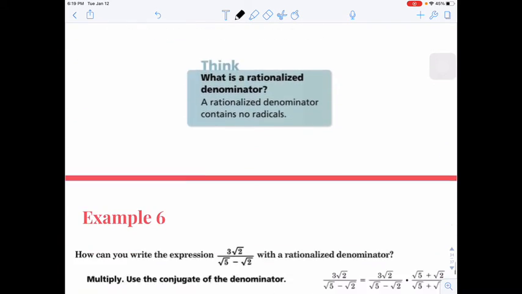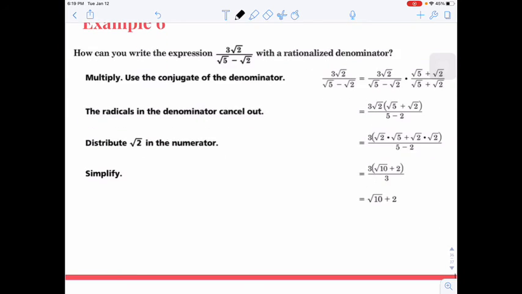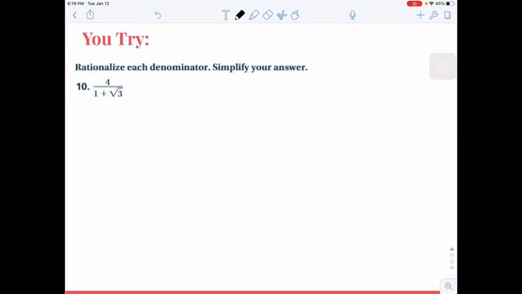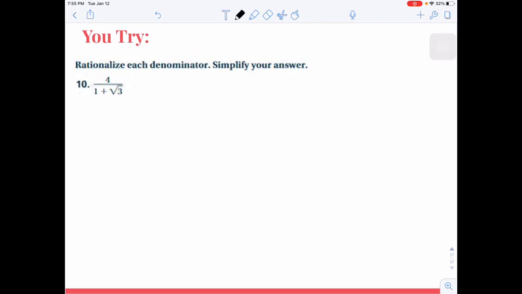The work for this problem is written out on the next few slides. And now I would like you to try number 10, rationalize each denominator, simplify your answer. 4 divided by 1 plus the square root of 3.